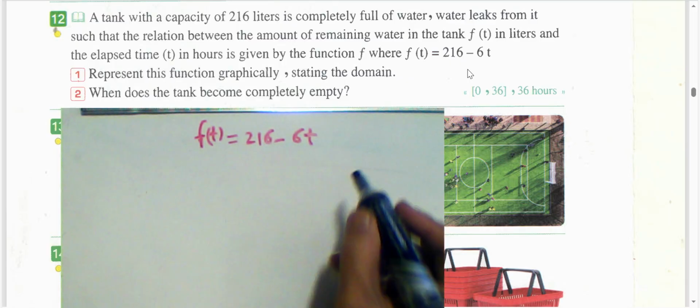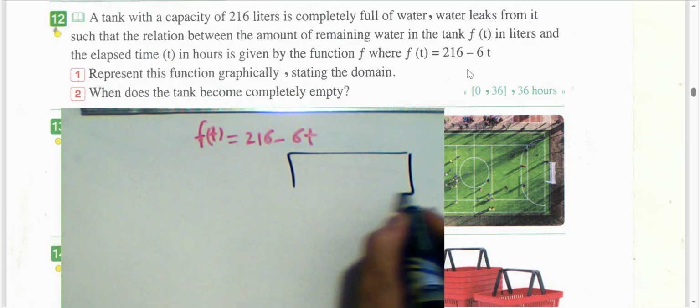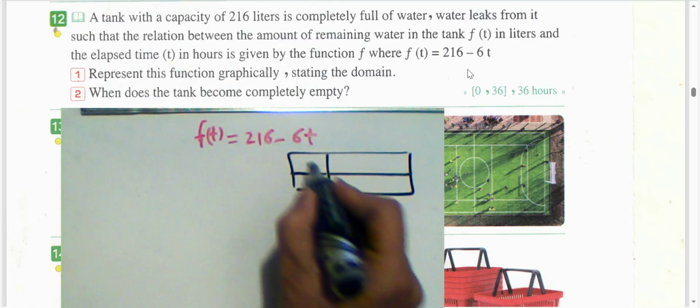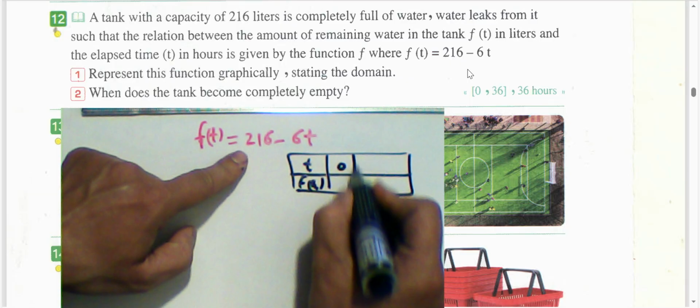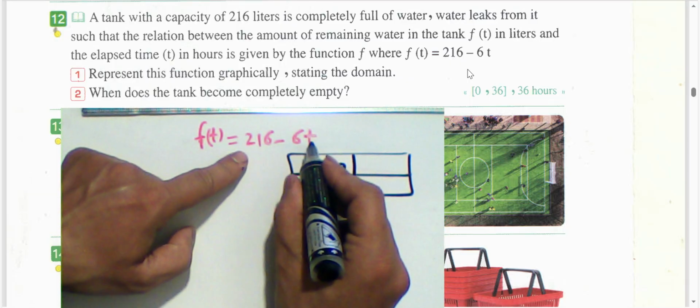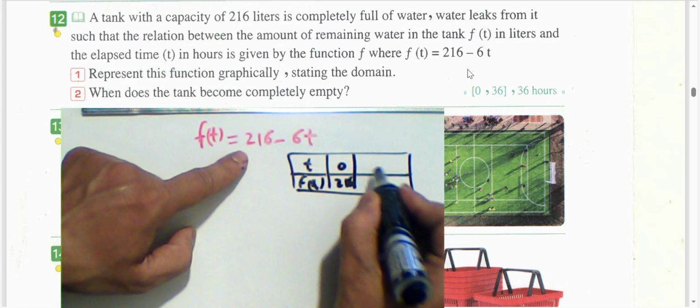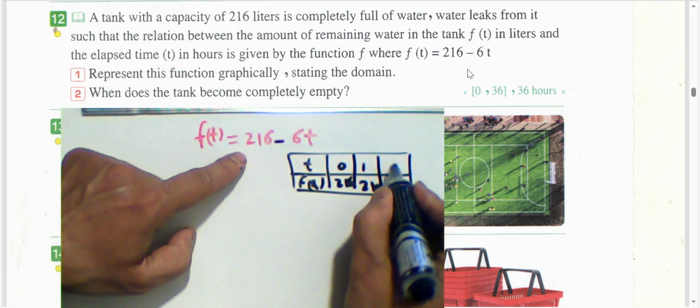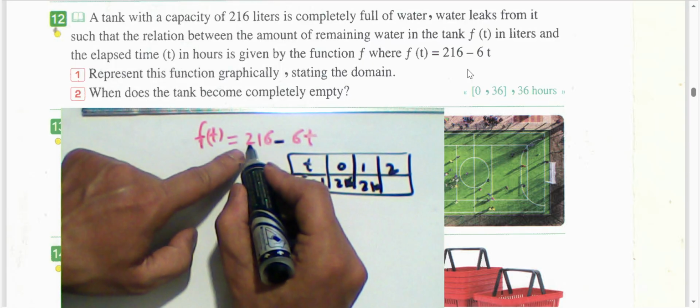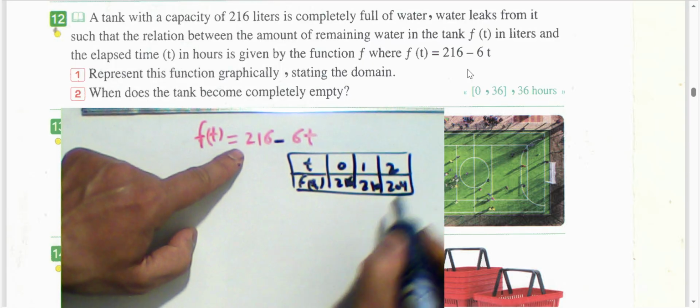Okay, first step, I will draw the table like this. We have here t and f of t. Put 0: 6 times 0 is 0, so 216. Put 1: 1 times 6, 6, 210. Put 2: 2 times 6, 12, 216 minus 12, 204.